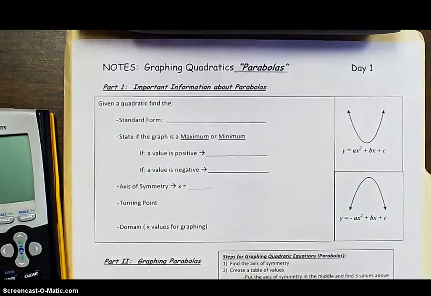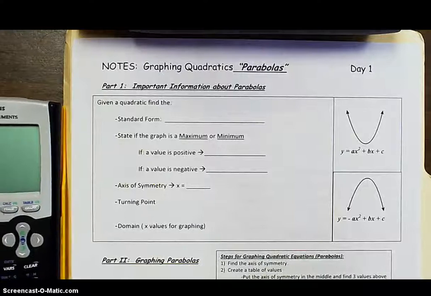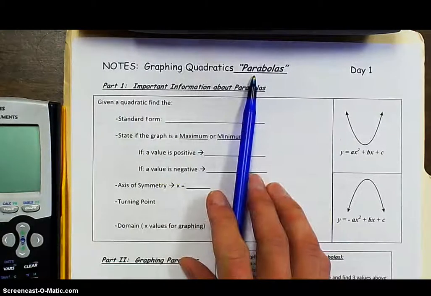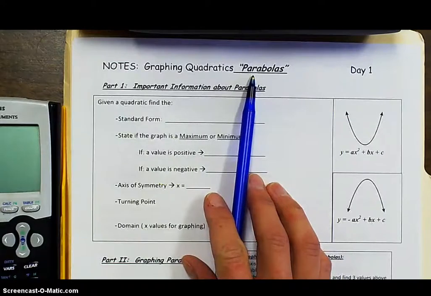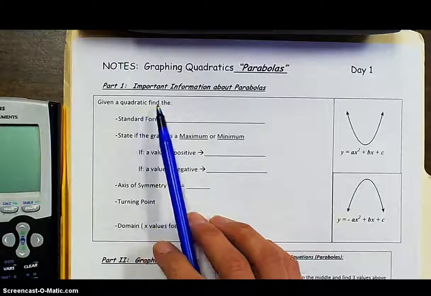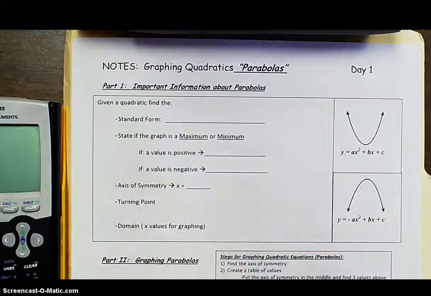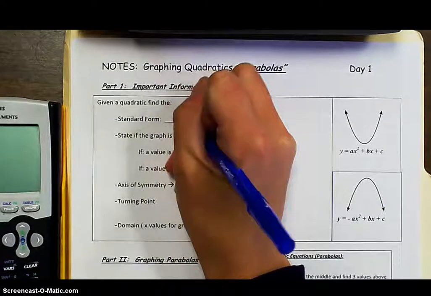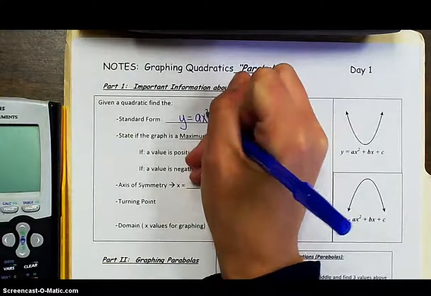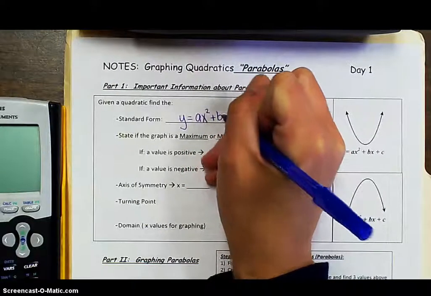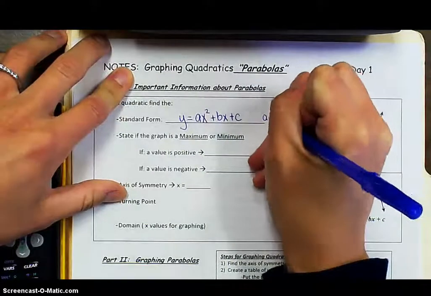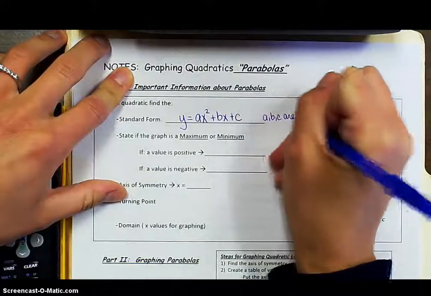All right, well first, let's talk a little bit about, well, what is a quadratic function? Well, a quadratic function, a quadratic, is actually just a fancy way of saying it's going to be a parabola when you graph it. So here's our important information. Given a quadratic, the standard form of a quadratic is y equals ax squared plus bx plus c. And a, b, and c are just numbers.